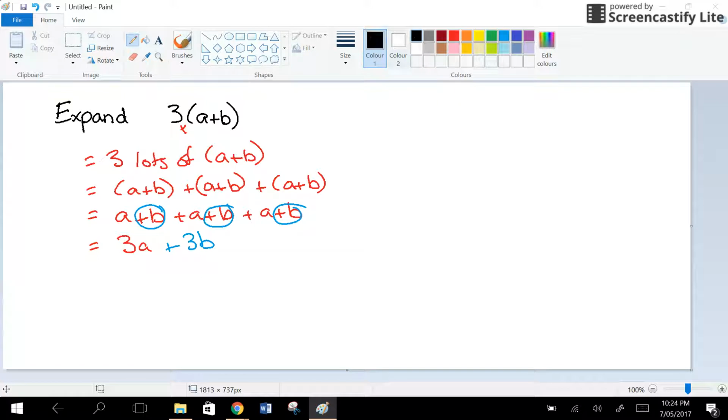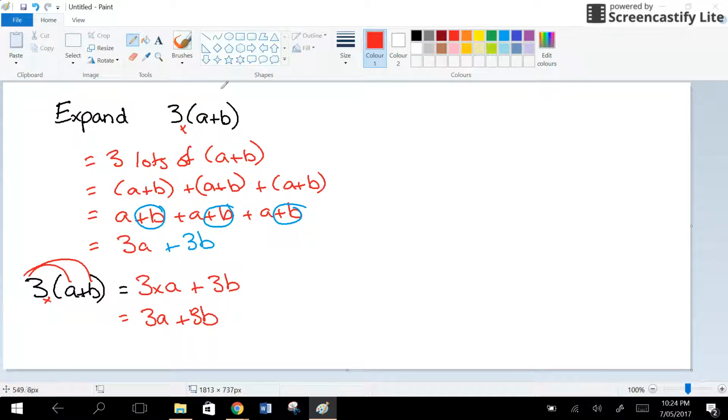Now, a quick way of looking at this problem is if you've got 3 times A plus B in brackets, then it actually means 3 times everything in the bracket. What we could do is we go 3 times A and then we go 3 times B. 3 times A we would write like this, and then it's plus because it's a plus in between. We're going to go 3 times B. So we could go straight to the answer, which is 3A plus 3B, without doing all this working on top here, and go straight from the step. This is probably the fastest way to go.